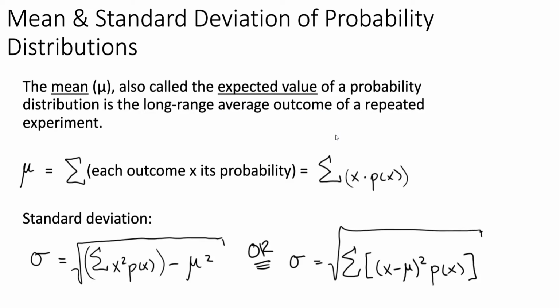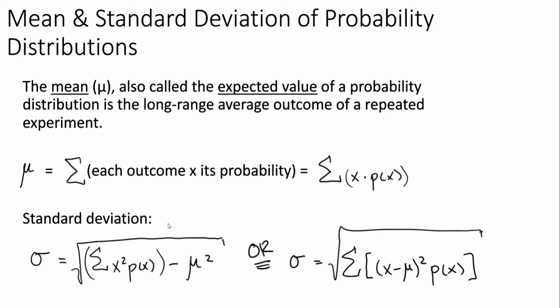In this video, we're going to talk about how to find the mean and standard deviation of probability distributions. The mean, and here we use the Greek letter mu, also called the expected value of a probability distribution, is the long-range average outcome of a repeated experiment. And the formula to find the mean is we take the sum of each outcome multiplied by its probability. The way we would write it is capital sigma x times p of x.